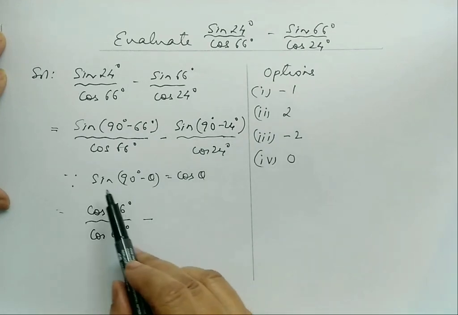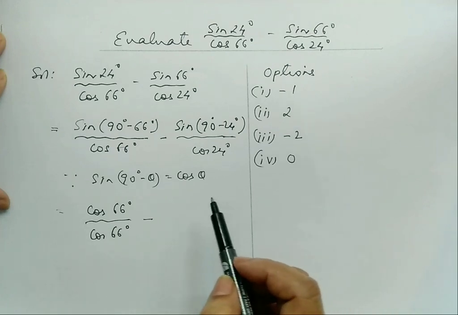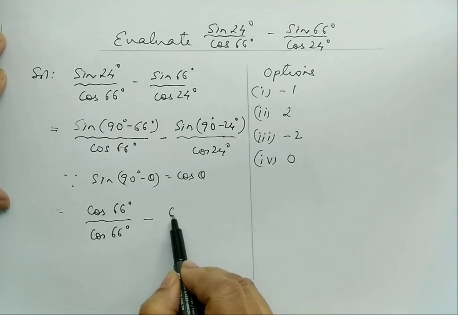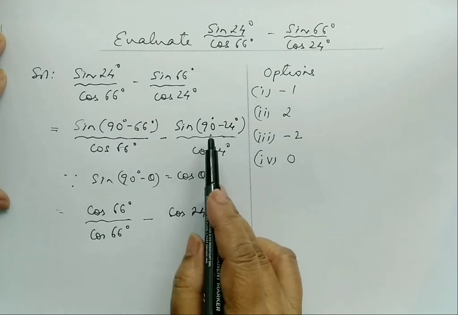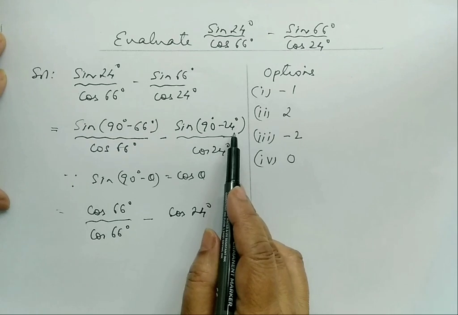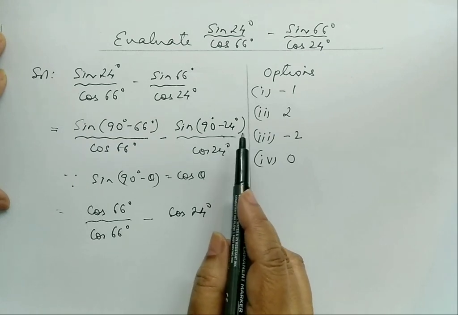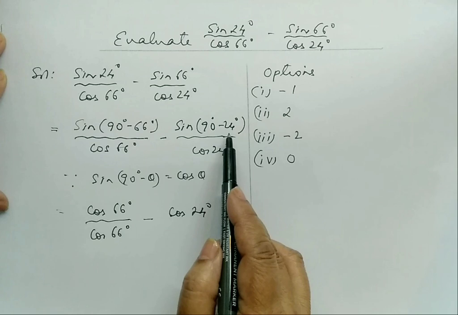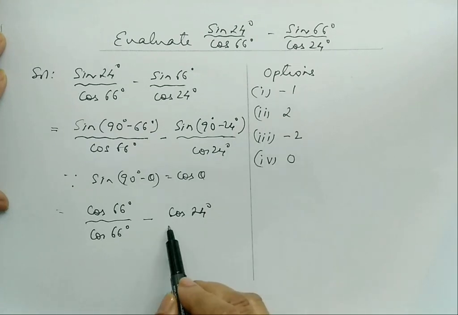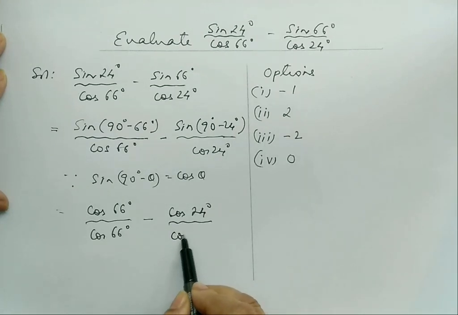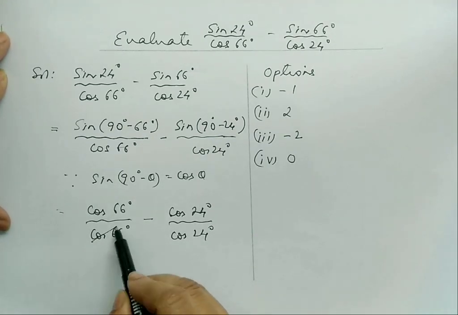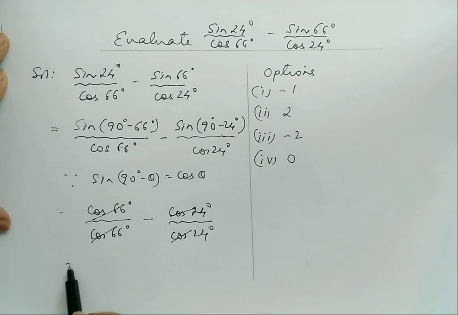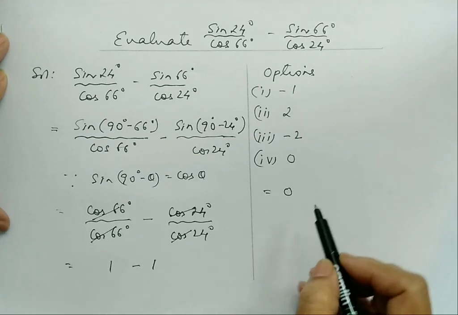For this, if we use this formula, we have cos 24 degrees, because sin of 90 minus theta is equal to cos theta. In this case, theta has a value of 24 degrees. So we have cos 24 degrees at the denominator already. When we cancel these two, we are left with 1 minus 1, which is equal to 0.